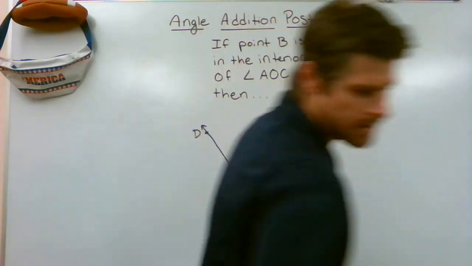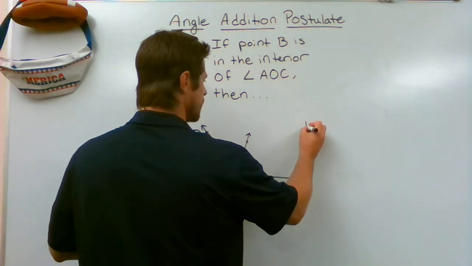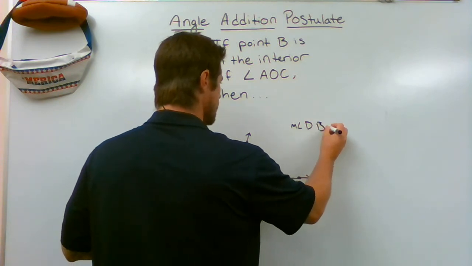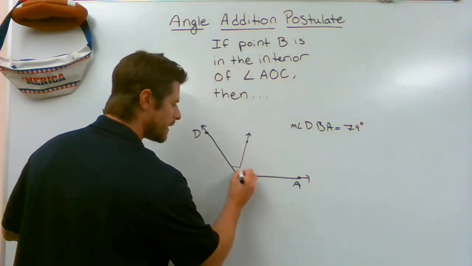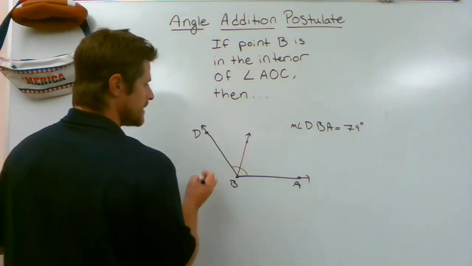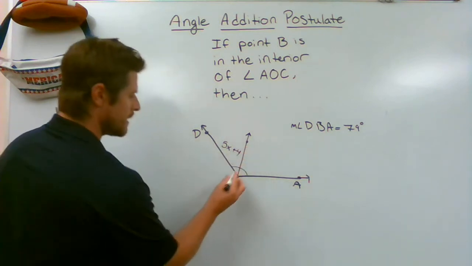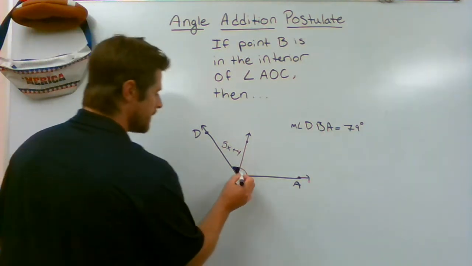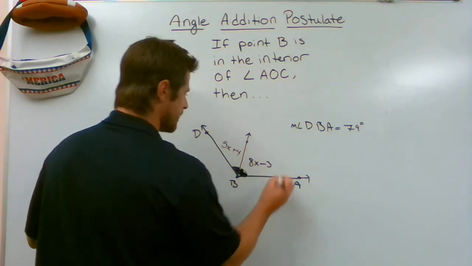For example, let's say it's 79 degrees. We know that the measure of angle DBA equals 79 degrees. So we know this whole thing is 79 degrees. But we also know that this angle right there is represented by the expression 5x plus 4. And this angle here is going to be represented by the expression 8x minus 3.